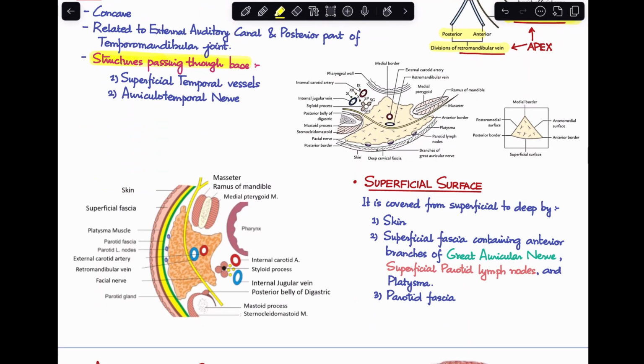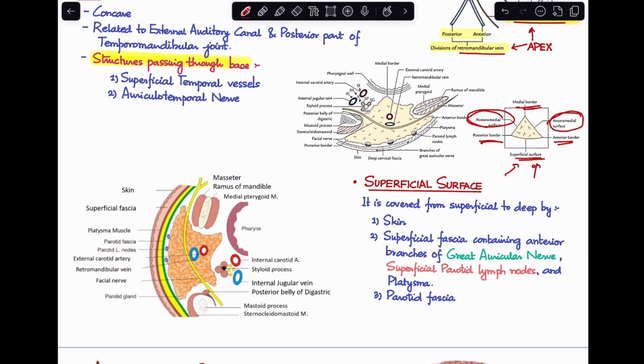Now let's discuss the surfaces. So there are three surfaces. We have the superficial surface. If you see in this image right here, there are three borders and three surfaces. So here is the superficial surface. Then the anterior border separates it from the anteromedial surface. The medial border separates the anteromedial from the posteromedial surface, and the posterior border separates the posteromedial from the superficial surface. So now we'll discuss the relation of each of these three surfaces and three borders.